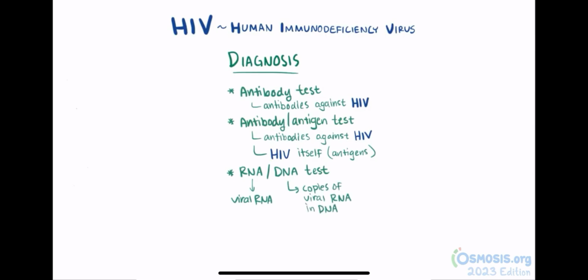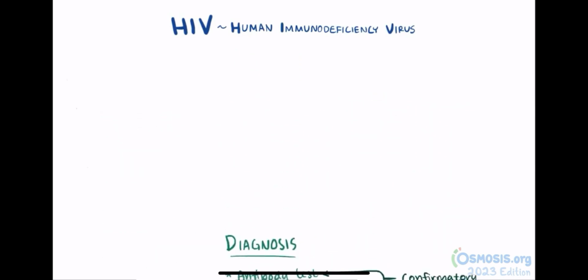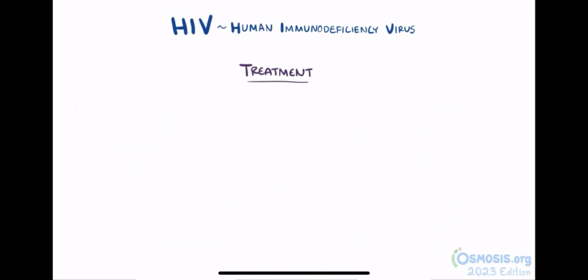For screening purposes, the recommended test is the antibody-antigen test, which is better at identifying early infection. It's also recommended, if the first test is positive, to follow it with a confirmatory test that looks for antibody or nucleic acids. There's currently no cure for AIDS.